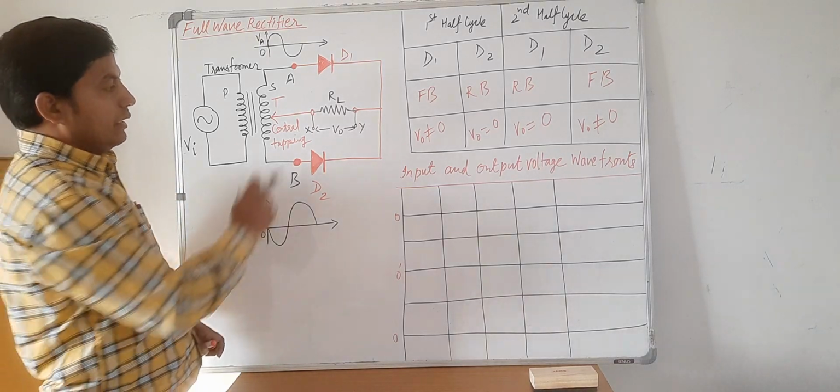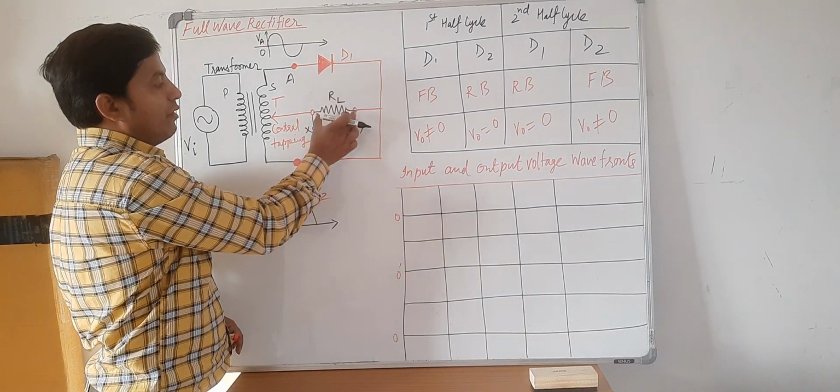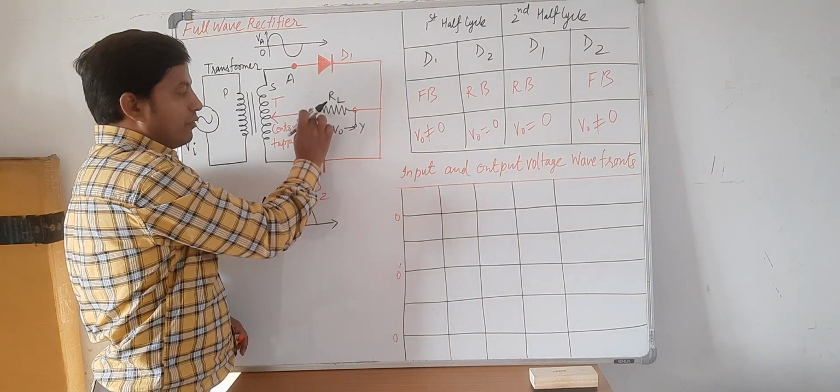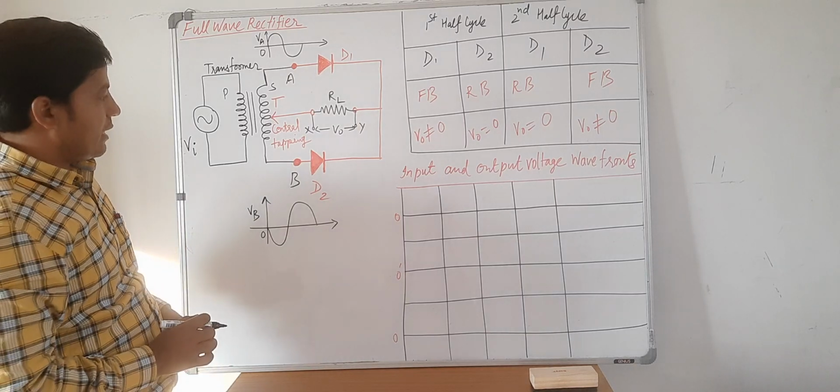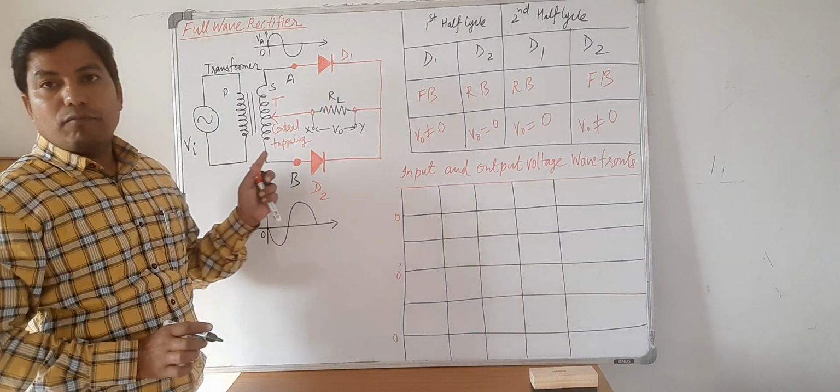Now what will happen? This is the load resistance, and we will measure the output voltage between points X and Y. We will measure the output voltage between the X and Y terminals. This is the complete circuit diagram of full wave rectifier.